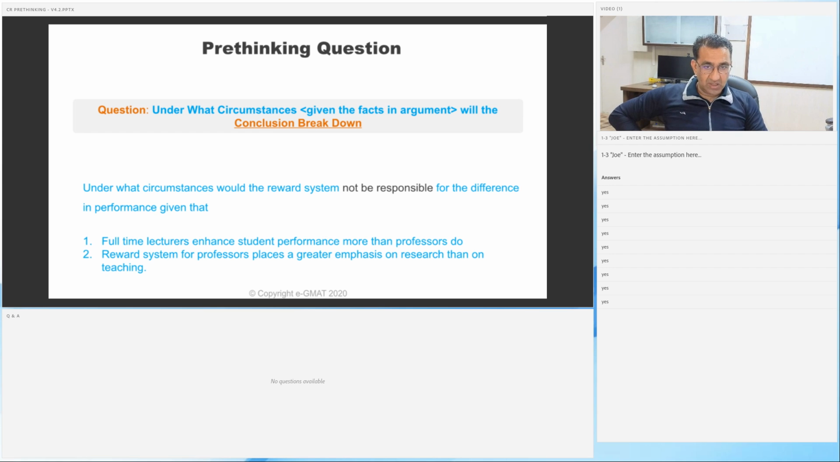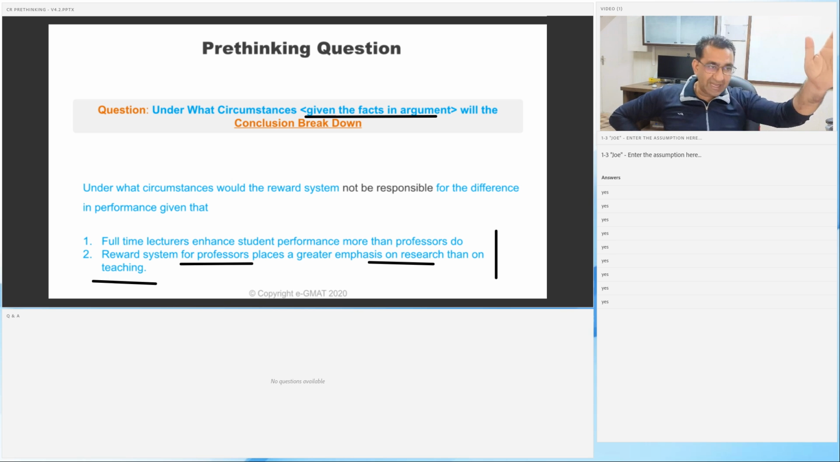Okay. What are the facts in the argument? These two are the facts in the argument. This is what full-time lecturers do a better job, and the reward system for professors has 70% emphasis on research, 30%. Again, I'm making up these numbers, 70-30, you could make it 80-20, 60-40. I just like to put numbers because that leads to a visualization. Without numbers, that greater is not the best visualization that I can get.